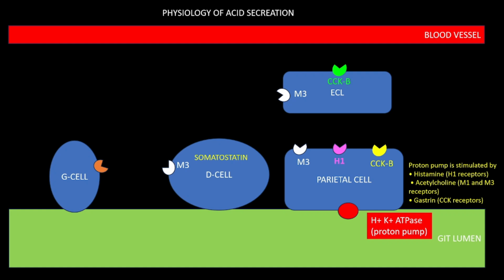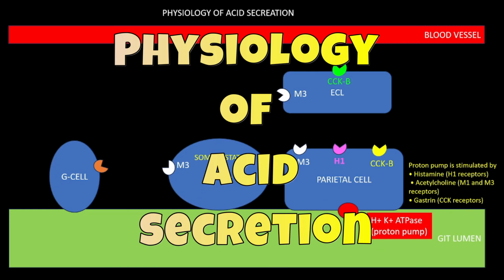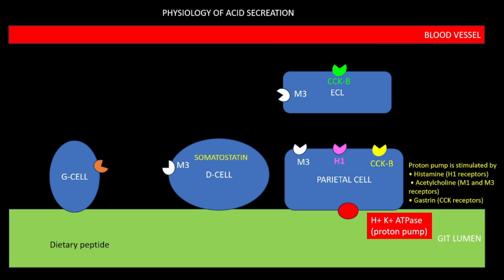Now the topic is physiology of acid secretion. When the dietary peptides enter into the GIT lumen, that will stimulate the G cell. Once the G cell is stimulated, it releases gastrin. Gastrin is a hormone, and it enters into the blood vessel.